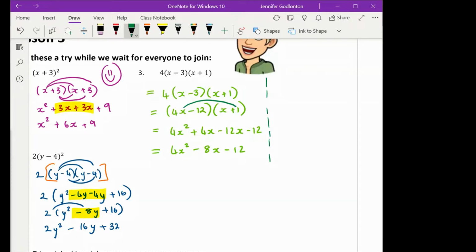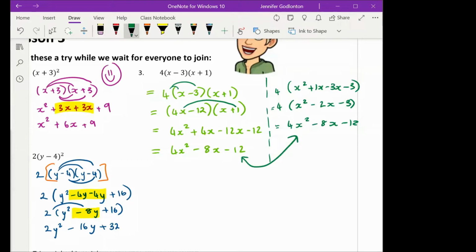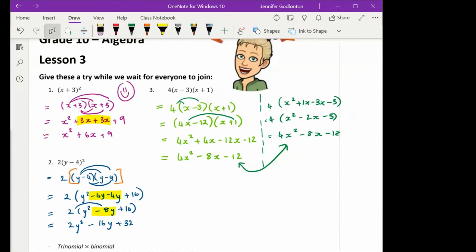I'm just going to show you a different way that you could have gone about this. If you didn't want to take your 4 in first, you could have left your 4 on the outside and done your multiplication of your 2 binomials first, and then simplified. So that would have been x squared minus 2x minus 3, and then take your 4 in the last step. So 4x squared minus 8x minus 12. But you see, you get exactly the same answer. So you must do the one that you feel comfortable with doing. Okay, great. Nice job, guys.